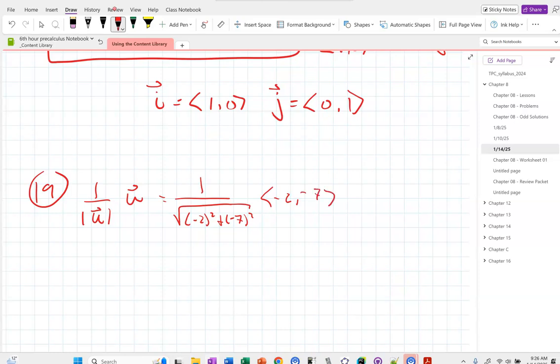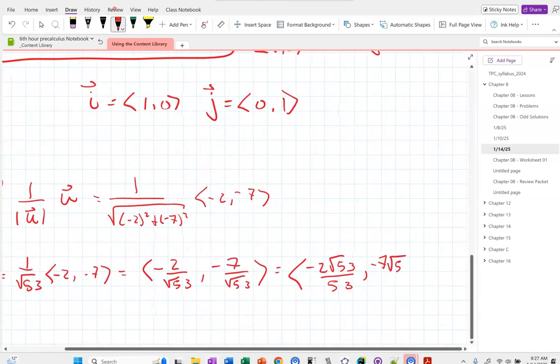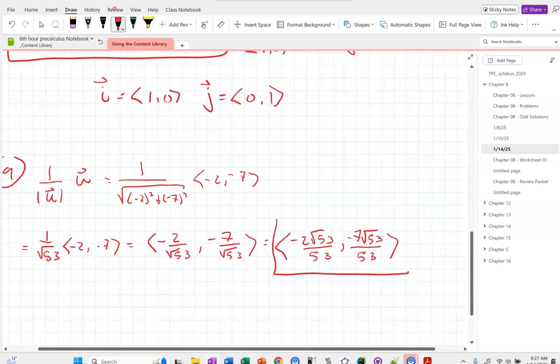Two squared is 4, 7 squared is 49. The square root of that gives you 1 over the square root of 53. Now I know that doesn't simplify. I do the scalar multiplication through. That's negative 2 over the square root of 53 and negative 7 over the square root of 53. And then we'll rationalize those denominators. So that's my component form answer.